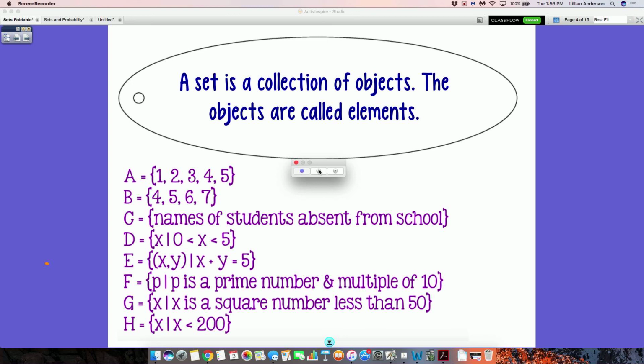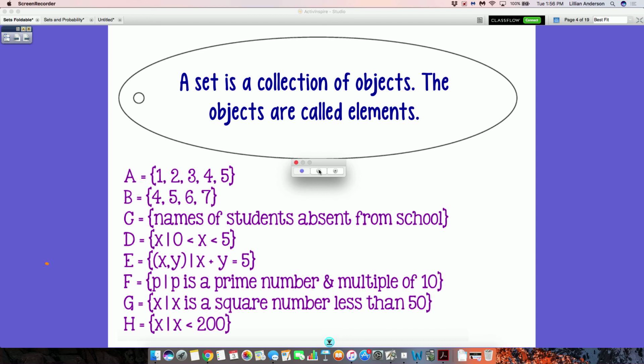Would H be an example of a finite set? No. Why? Because you can go negative, and technically you could go negative all the way into infinity. Okay? What about D?